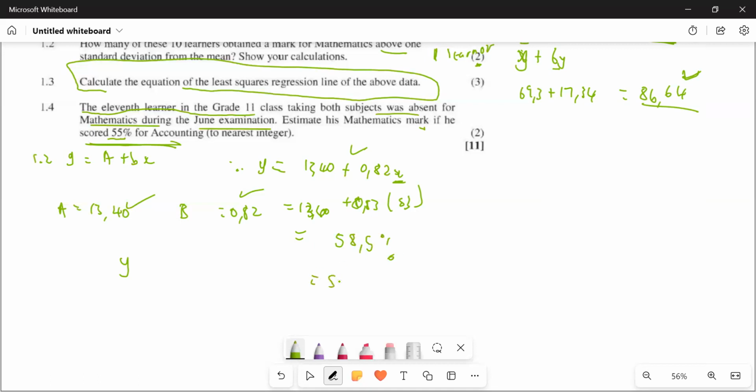To the nearest integer, if they say nearest integer, it means the person is going to get 59%. And we can be given Y and asked to predict X. Again, we can be given X and asked to predict Y.